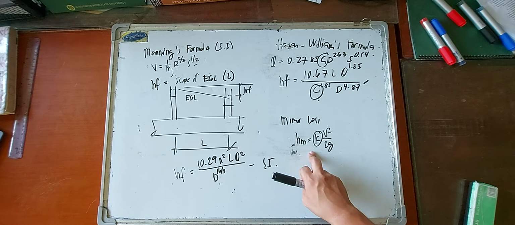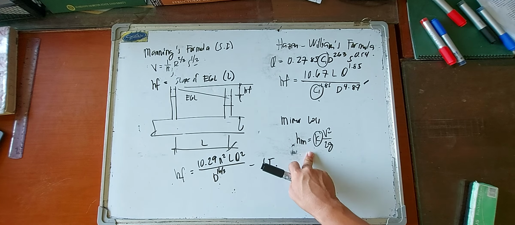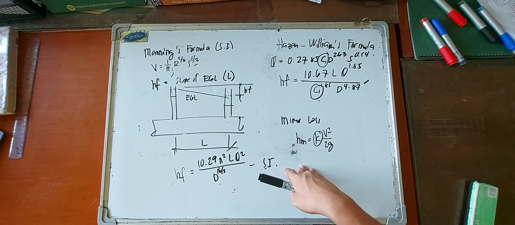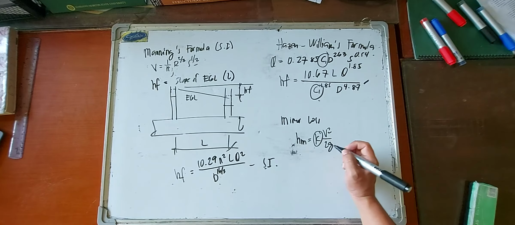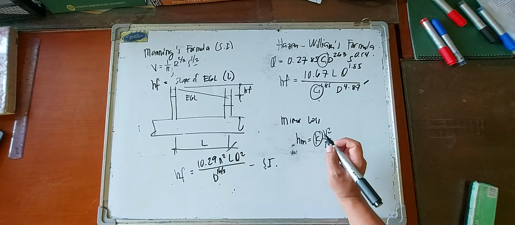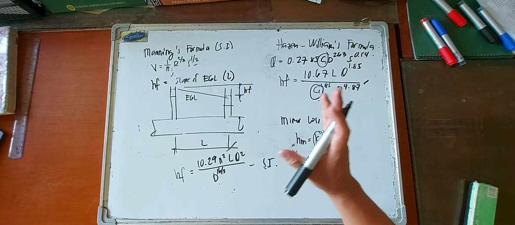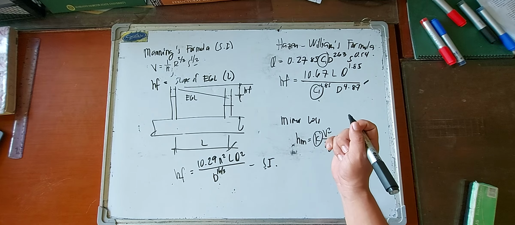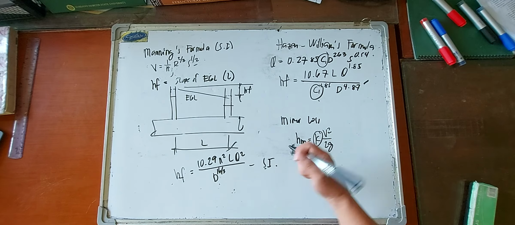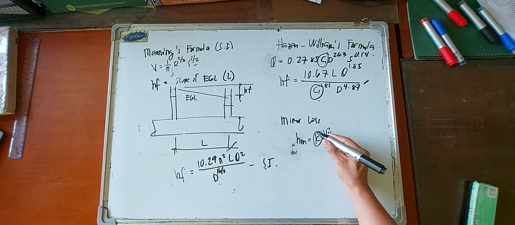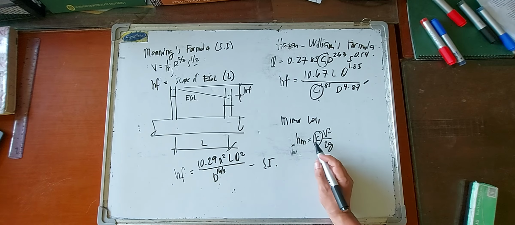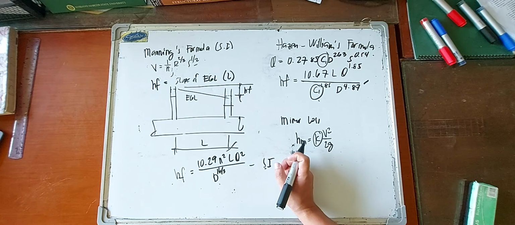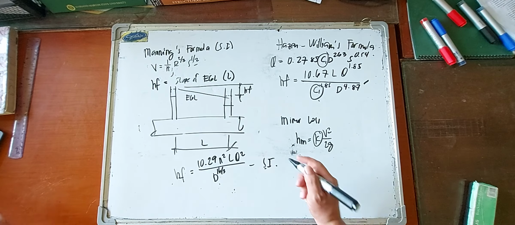Ayan, so meron dun sa module ninyo, nilagay ko yung values ng K for each case. No? Kapag may sudden enlargement, sudden contraction, may bend, or may reducer, na-reduce yung cross-section, then there's a change in terms of velocity. There's a corresponding value of K there. So, i-multiply lang natin yan sa velocity head. That would be the minor loss.